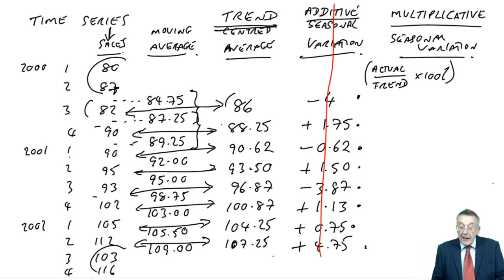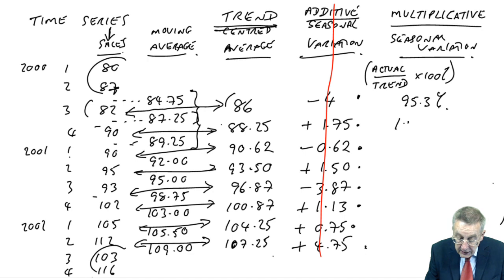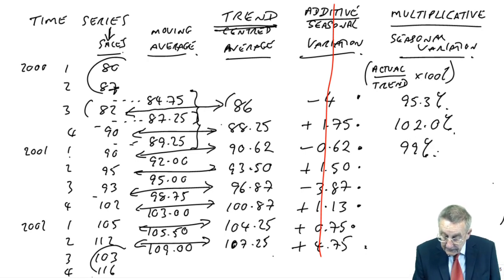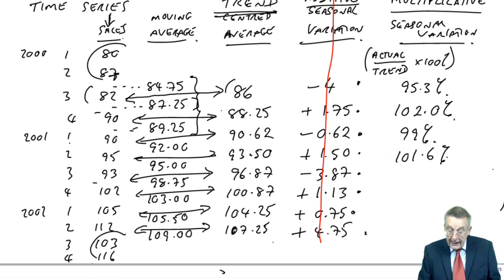And so work through with me. Quarter 3, the first one, 82 divided by 86. The actual was 95.3% of the trend. Quarter 4, 90 divided by 88.25. It was 102, if I keep to one decimal place, percent of the trend. Following quarter 1, 90 divided by 90.62, 99%. Next one, where am I up to? 95 divided by 93.5, 101.6%. Next, 93, 96.87.